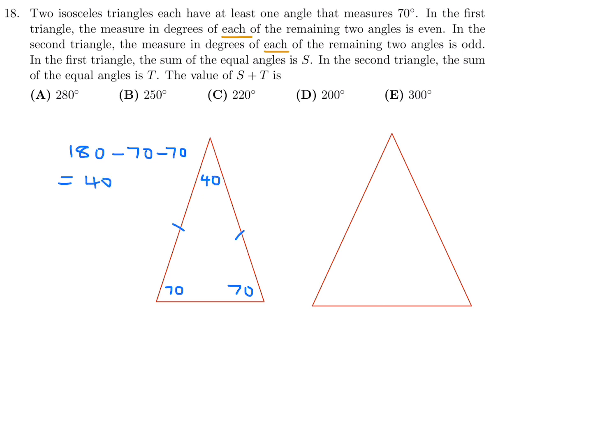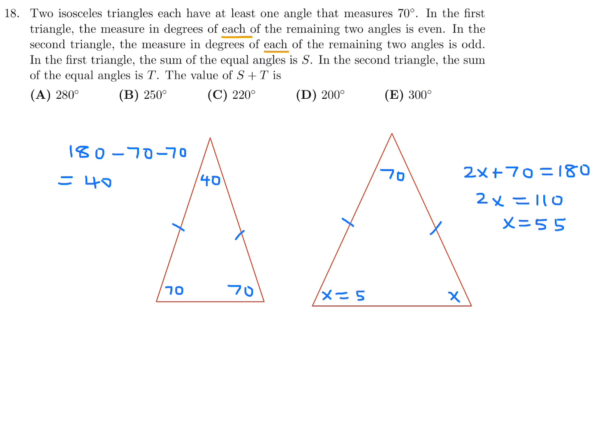And the other isosceles triangle, I'll put the 70 up here. So that means these angles are the same. Call them x and x. And therefore 2x plus 70 is equal to 180. So that means 2x is 110, and therefore x is 55.